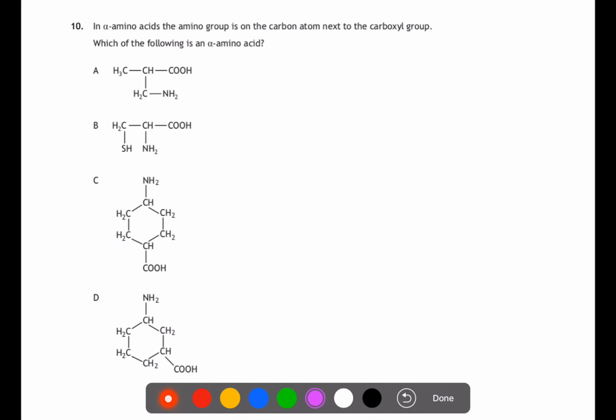Question 10. In alpha amino acids, the amino group is on the carbon next to the carboxyl group. Which of the following is an alpha amino acid? So here we just need to look at the structure to be able to find the carboxyl group and the amine. Here we have the carboxyl group and here we have the amino group, and we can see that this is 2 carbons away, so this is not an alpha amino acid. Here we have the carboxyl group and the amino group, and they are on this carbon here. So this one would be our alpha amino acid. If we look at the other two, we can see that the amino and the carboxyl group are further apart.